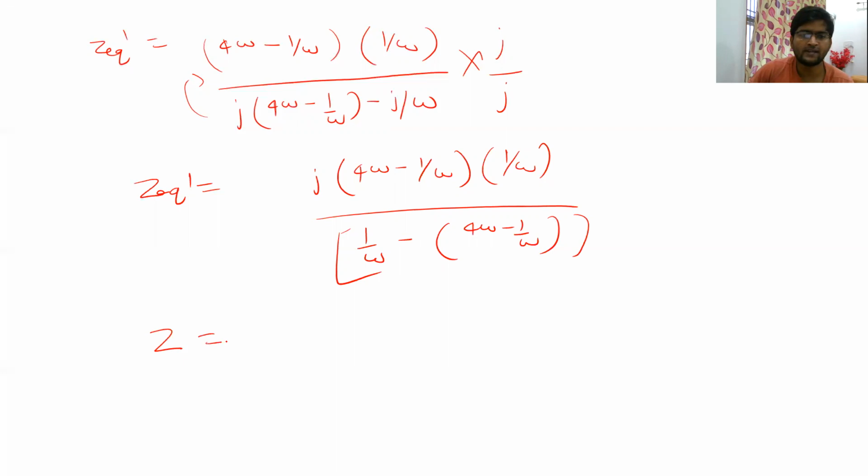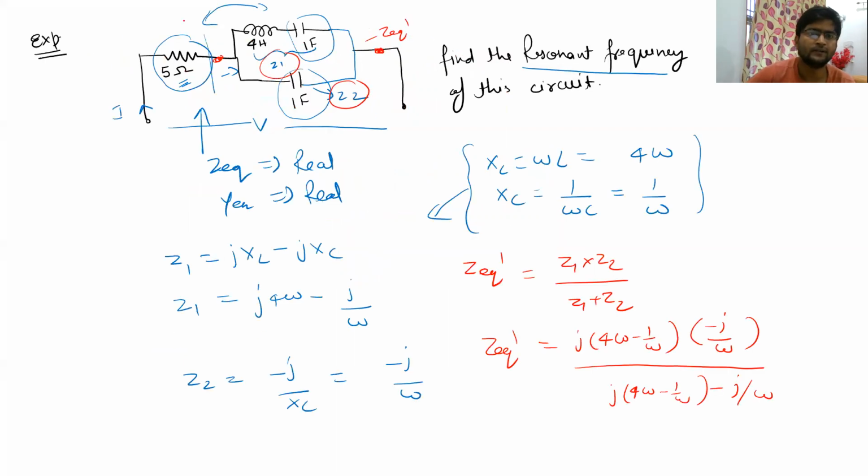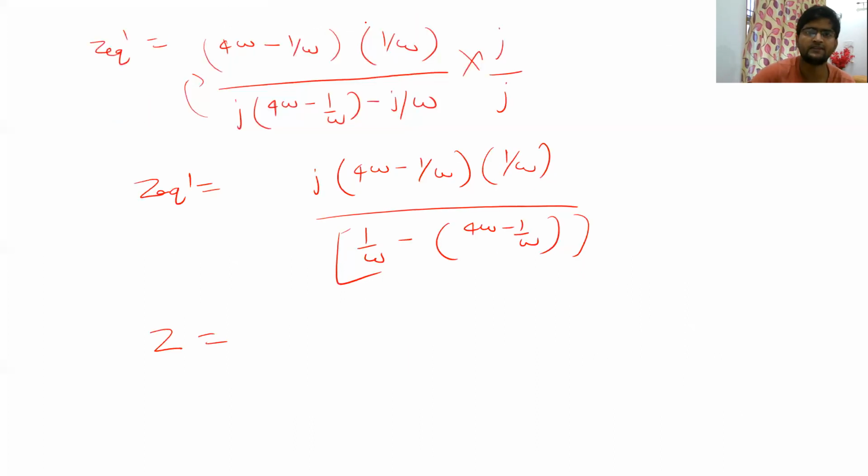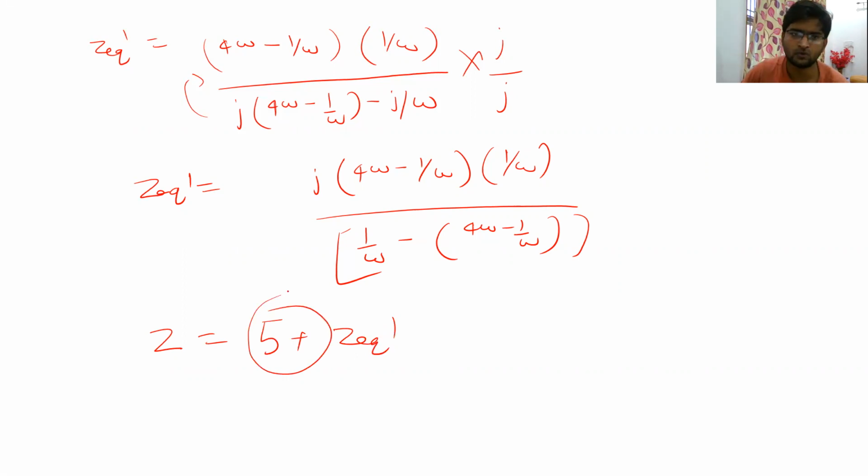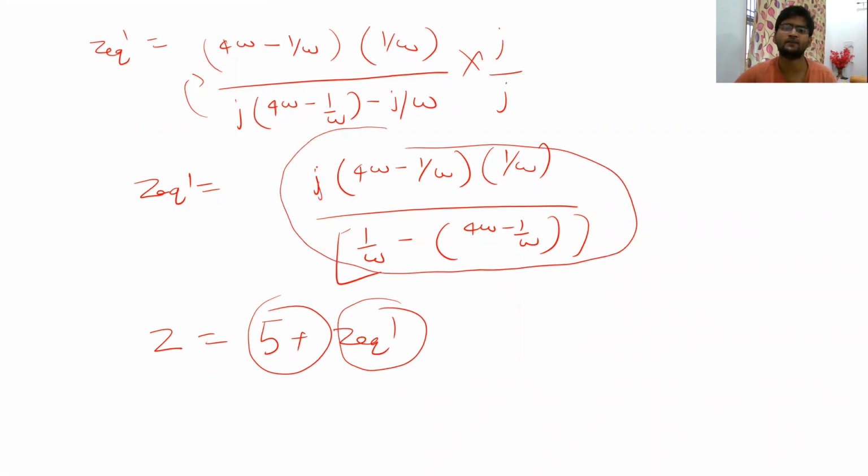And what is the value of final Z? It is going to be the summation of this 5 ohm and Z equivalent. So Z is going to be 5 plus Z equivalent dash. 5 is already real, so we don't need to look at it. We will only be looking at Z equivalent and try to equate its imaginary part equal to 0. Here we can see that the whole Z equivalent is imaginary since the numerator has a J component multiplied in it. If we want to make it 0, we can equate this component to 0. So if this component is 0, this whole Z eq dash will be 0.